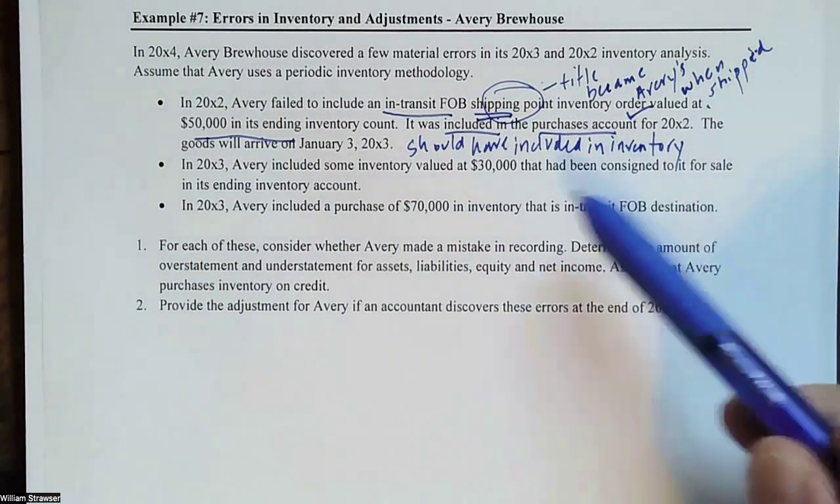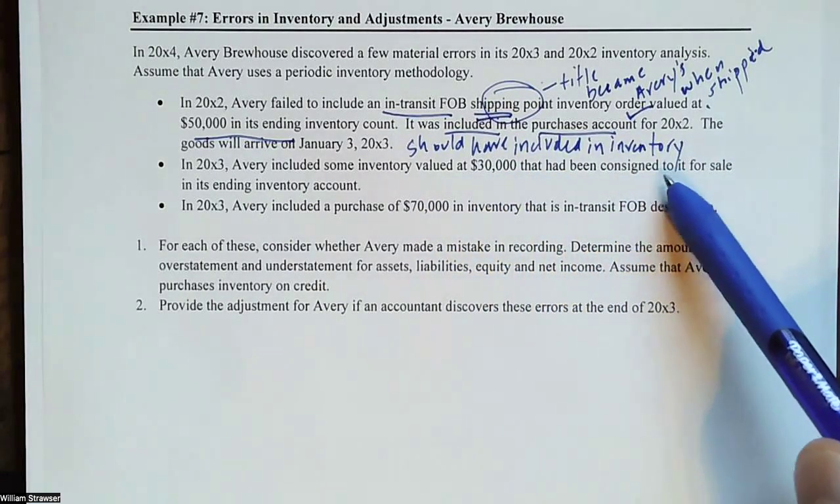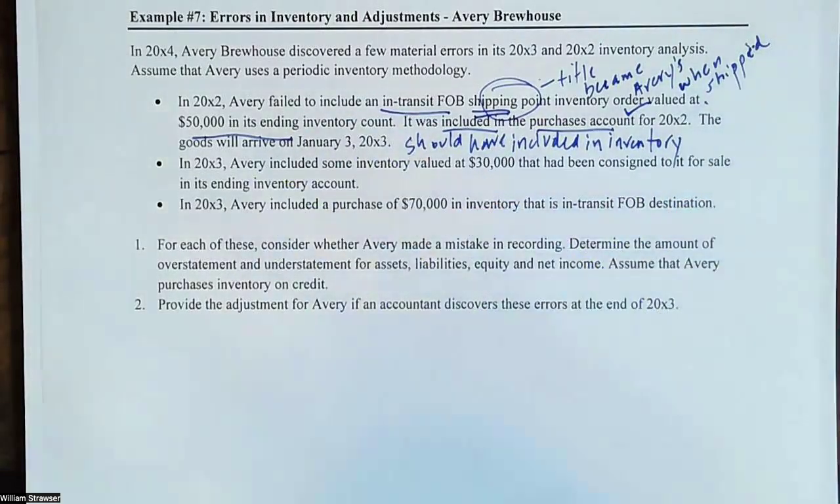In 20x3, they included inventory valued at 30,000 that had been consigned to Avery for sale.